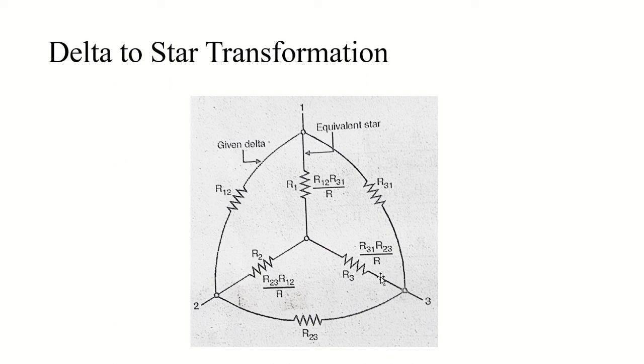Okay, same way if you want to find the resistance between R31 and R23, we will multiply R23 with R31 and divide it by the whole R. Again the whole R is R12 plus R31 plus R23. And similarly with R2, when we want to find the equivalent resistance between R12 and R23, we will take the multiplication of both of them, R23 into R12 divided by the whole R. Okay, so that was the delta to star transformation.